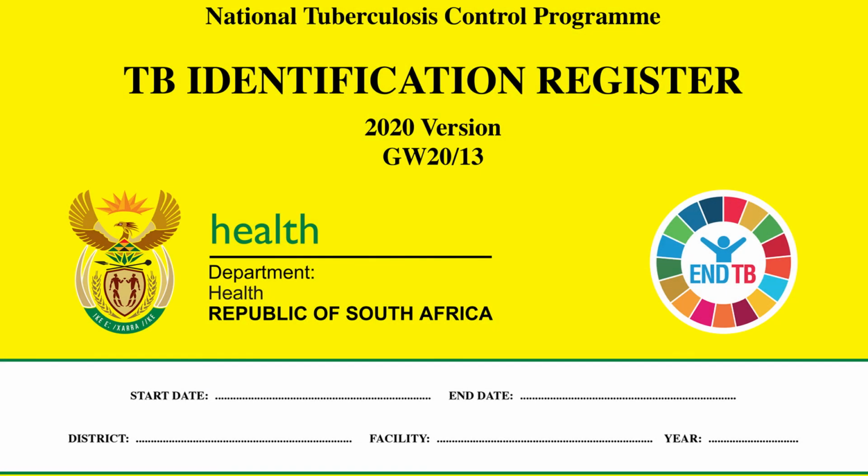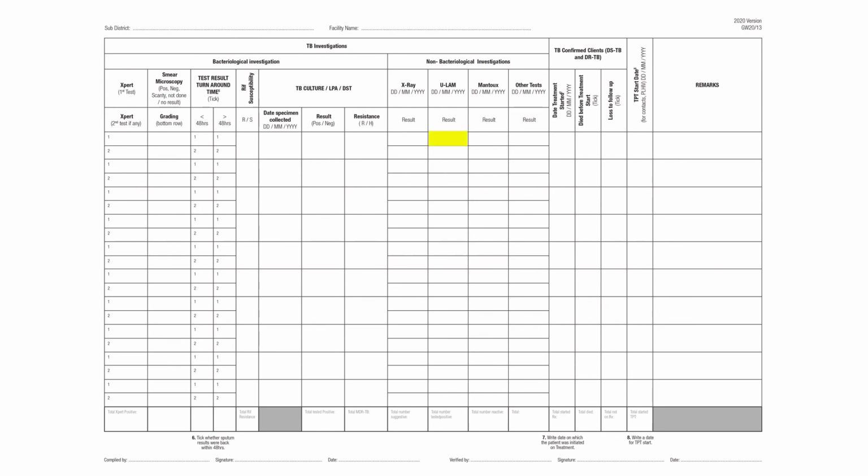Where and how to record in the TB Identification Register, version 2020. A. Record the date of the urine LAM specimen collection in the top row and record the positive or negative results in the bottom row under the ULAM test block. B. Record kit lot number and the expiry date in the remarks column of the register. It is important that the expiry date is written in full and the kit lot number is legible. This is necessary for data monitoring and future reference when the test is required.